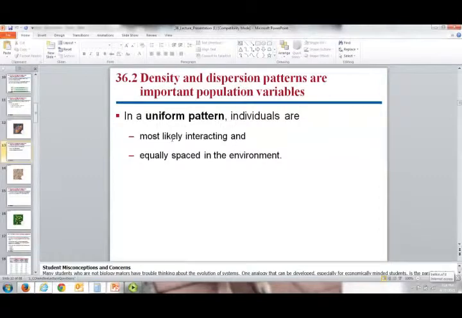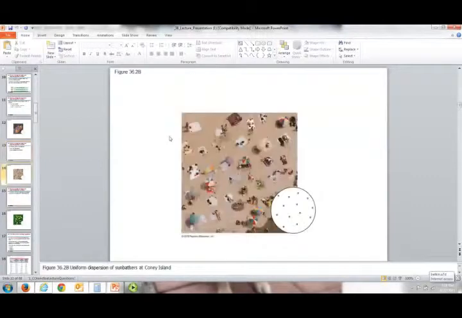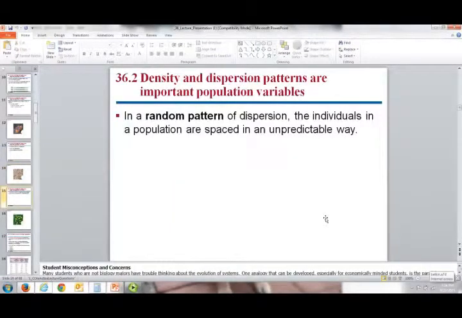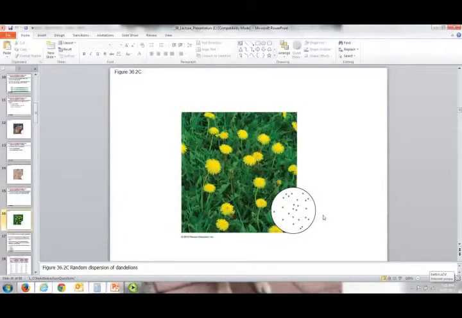With uniform patterns, the individuals are equally spaced out in the environment. A lot of times the reason is that they're competing for resources, so they're better off being more spread out so that everybody can get a larger share of the resources. This is showing a uniform dispersion of sunbathers, and the little circle here is showing a uniform dispersion of organisms on a petri dish. When you have a random pattern of dispersion, the individuals in the population are spaced in an unpredictable way. This is showing dandelions with a random dispersion pattern.